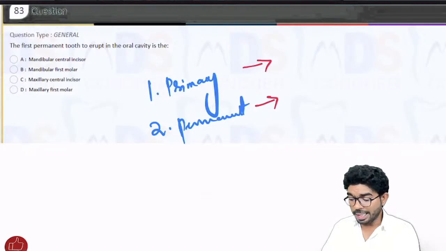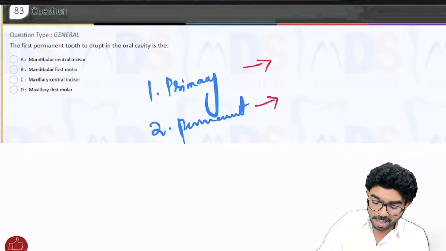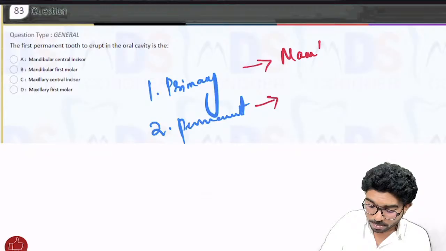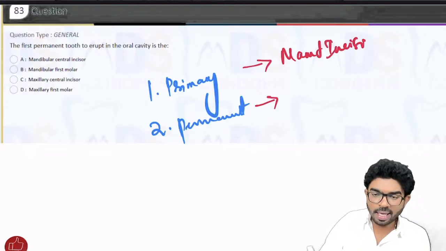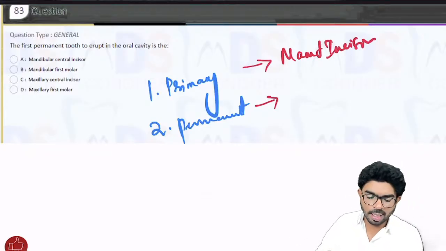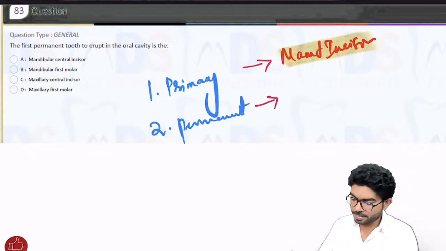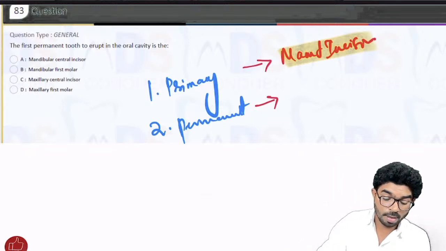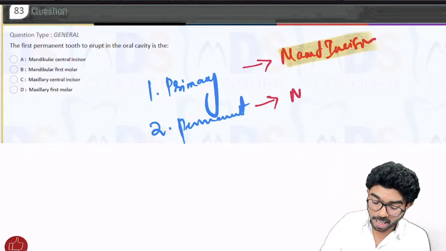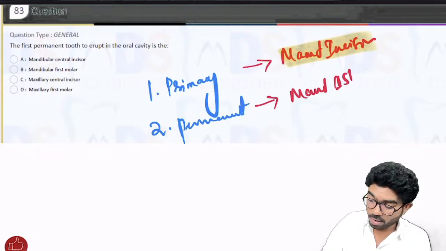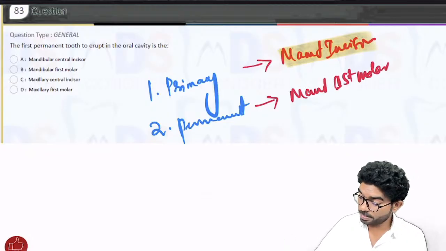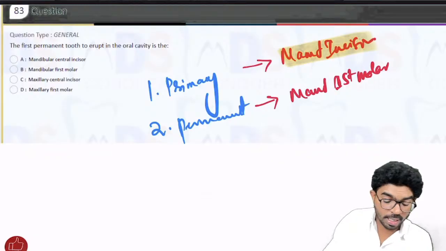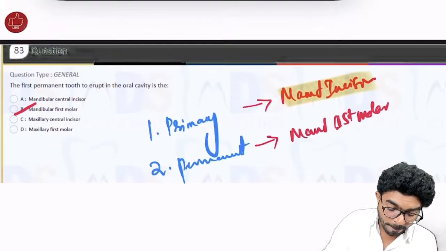So primary teeth, the answer is mandibular incisors. Very good. So that is the reason why the most common natal neonatal teeth are also your mandibular incisors only. And the permanent teeth is your mandibular first molar. Permanent is your mandibular first molar. Okay, right. The answer is option B.